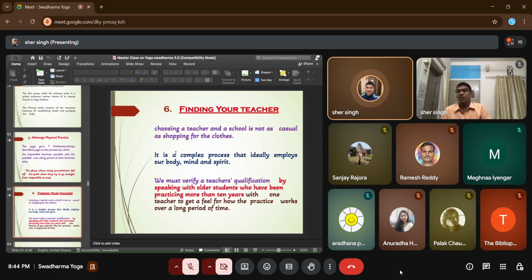Then finding your teacher is very important. Choosing a teacher or a school is not as casual as shopping for clothes. It is a complex process that ideally employs our body, mind, and spirit. So before going for a teacher, we must verify the teacher's qualification by speaking with older students who have been practicing more than 10 years with one teacher, to get a feel of how the practice works over a long period of time. So choosing a teacher is very important. After practicing for 8 or 9 years, I was able to find my true teacher. So when you keep on practicing, one day you will definitely find your teacher.